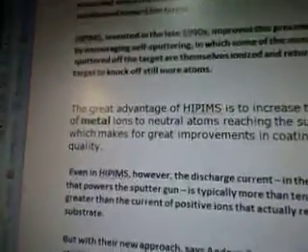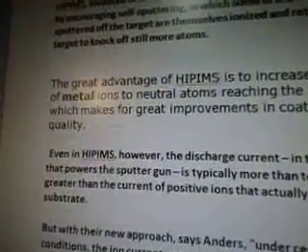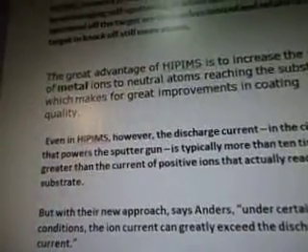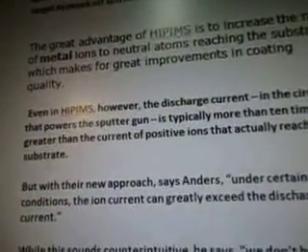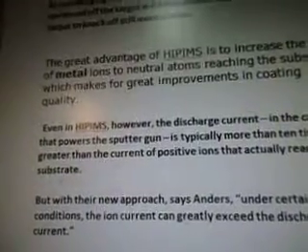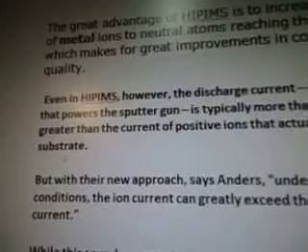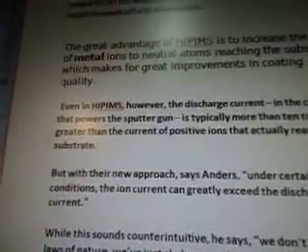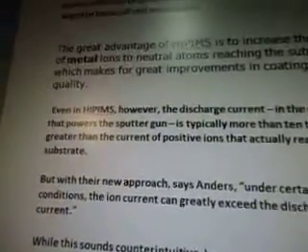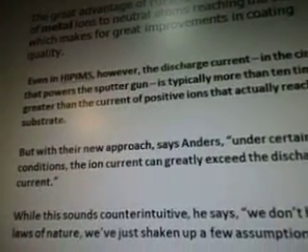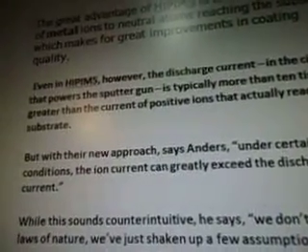The great advantage of HIPIMS is to increase the ratio of metal ions to neutral atoms reaching the substrate, which makes for great improvements in coating quality. Even in HIPIMS, however, the discharge current that powers the sputter gun is typically more than 10 times greater than the current of positive ions that actually reaches the substrate.